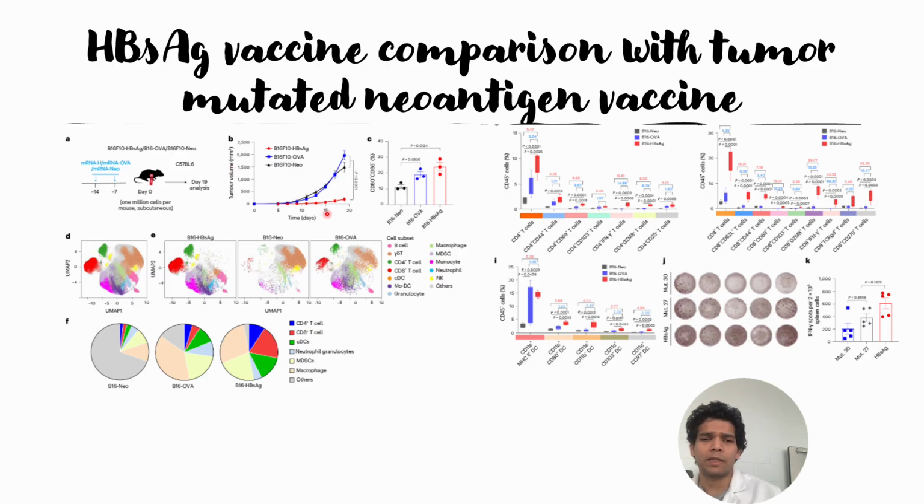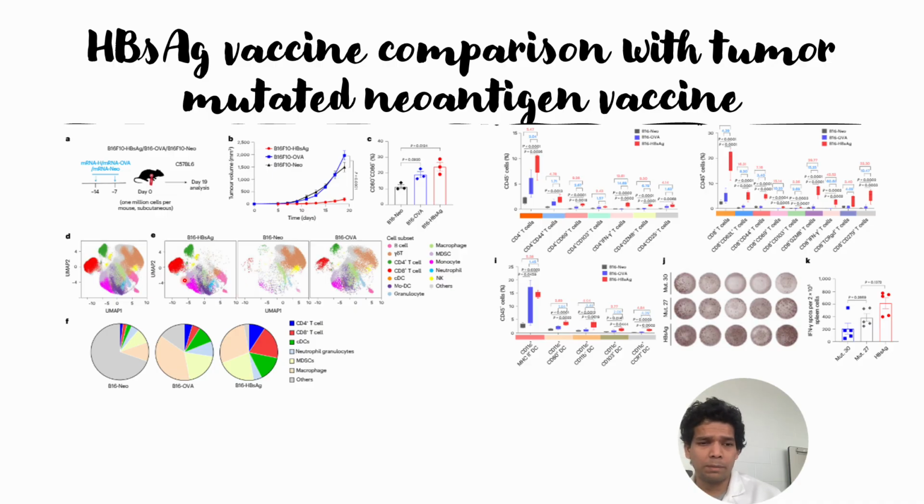First, they checked the tumor suppression, and they were able to see that the HBsAg vaccines give maximum tumor suppression compared to the other alternatives. Simultaneously, they also checked the mature dendritic cells, which are high in the case of the HBsAg treated vaccines compared to the control and the tumor mutated neoantigen vaccines. Thereafter, they did the intratumoral immune cell analysis using flow cytometry and found that the CD4 and CD8 plus cells are high in the case of the HBsAg vaccines compared to the other cases.